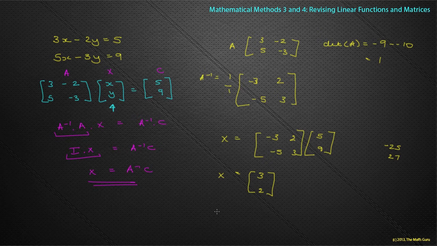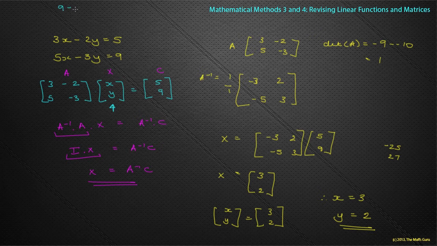But as we defined X as (x, y), then I know that (x, y) is (3, 2), and therefore my value of x is 3, and my value of y is 2. Ooh, that's almost beautiful. Let's just check that that's actually true. So if x is 3, 3 3s are 9, minus 2 2s, which are 4 obviously, which is actually 5, that works. And 5 times x is 15, minus 3 times 2, which is 6, which gives me 9, and there we go. An elegant solution to solving simultaneous equations.